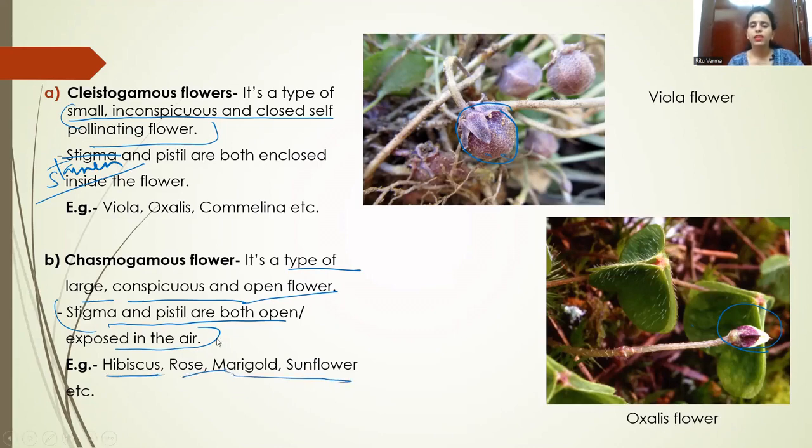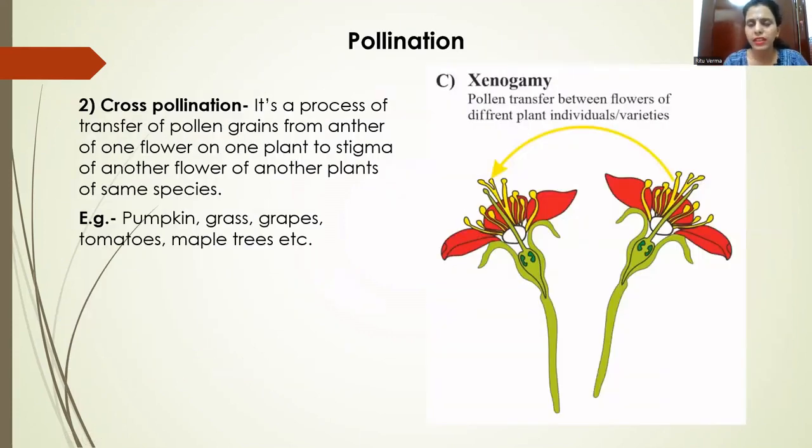Now the next type of pollination is cross-pollination. In cross-pollination, pollen grains get transferred from the anther of one flower of one plant to the stigma of another flower of another plant of the same species.